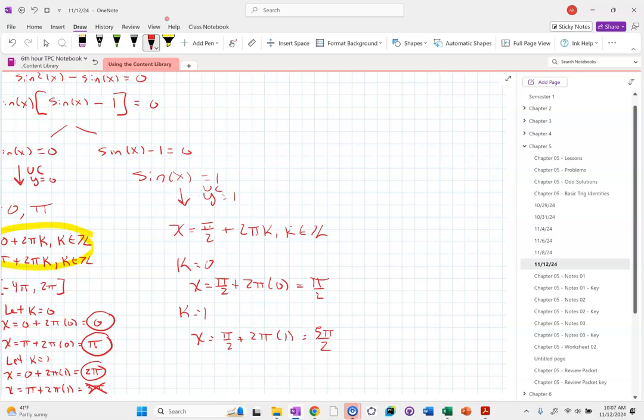And if I think about this as 2.5 pi instead, if I add another 2 pi, what's going to happen? Too big, right? So I'm not going to even bother trying k equals 2. Is everybody good with that? So we'll go start checking our negatives.